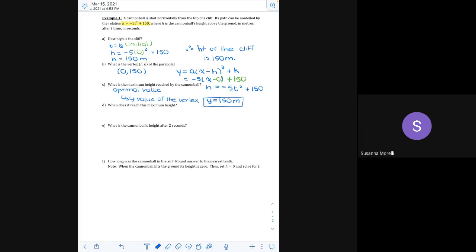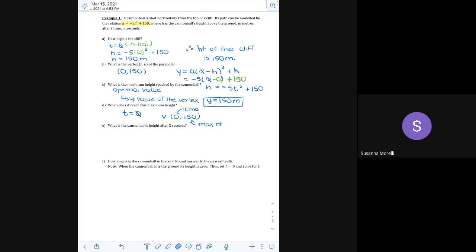Okay, and when does it reach its maximum height? It actually reaches its maximum height at t equal to 0. Okay, so when it first launches, it's going to reach its maximum height, because the vertex, remember, the vertex here is 0, 150. That's the max height, and that is the time for the max height.